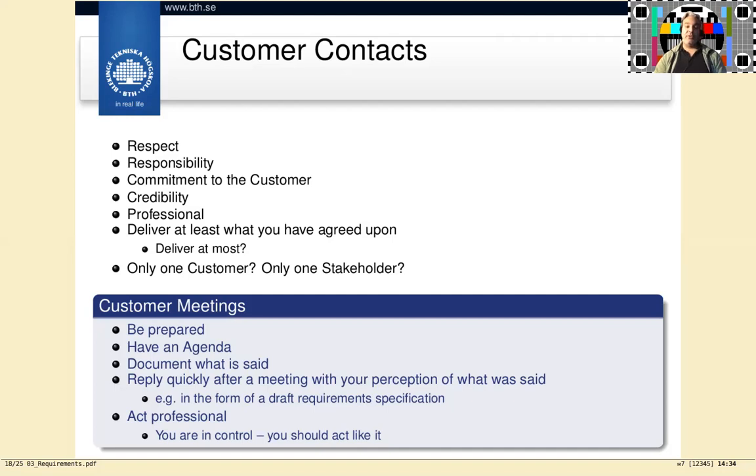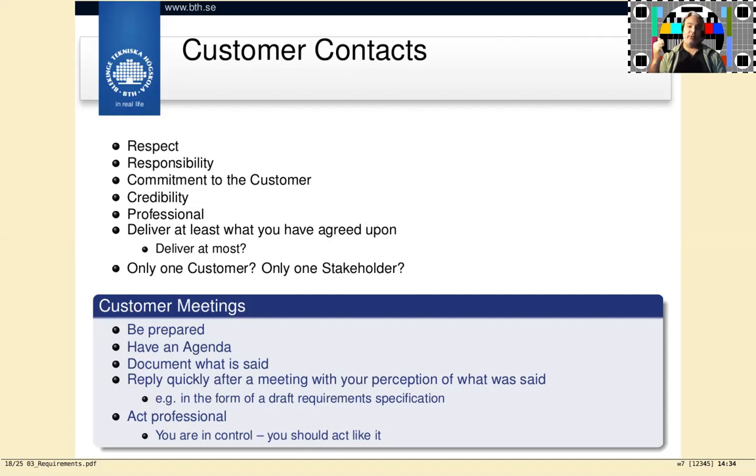Quickly, or as soon as possible after the meeting, come back to the customer. Thank you for the meeting yesterday. It was really interesting, and here's a summary of what we learned in this meeting. For example, as a draft requirement specification, or some form of summary that this is what was said during the meeting, so that the customer can come back to you and say that, no, you've misunderstood here, or I think this is really important, you should focus much more on this, or you missed this complete discussion over here that we had. So that's important that you come back to the customer as soon as possible after the meeting with a summary.